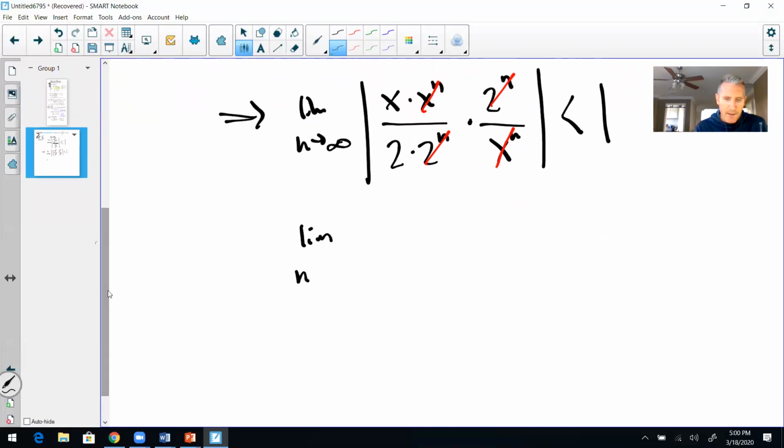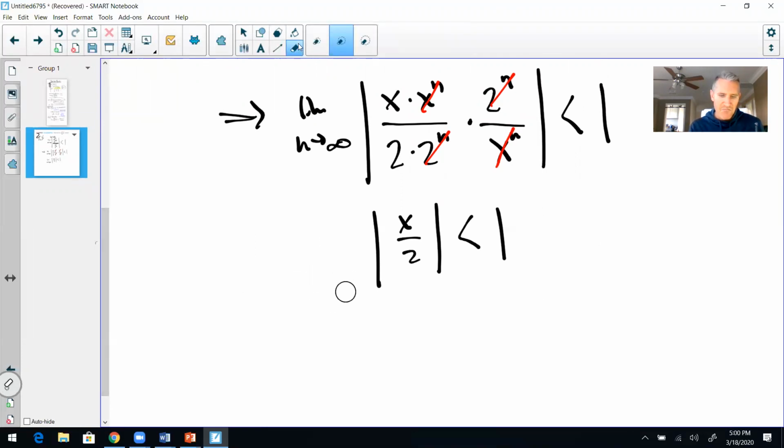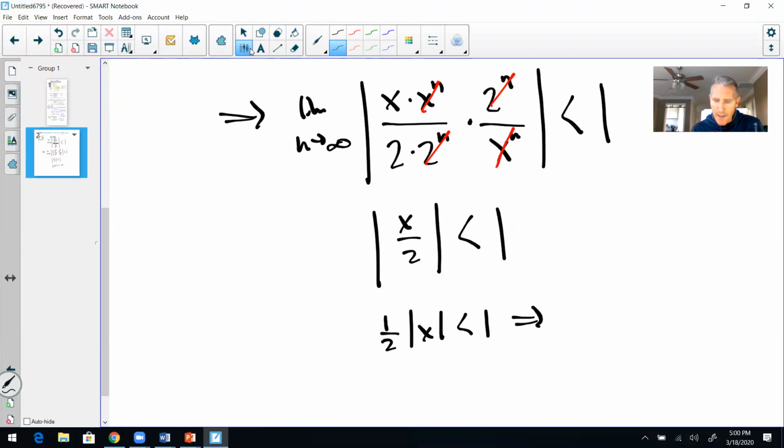And so then I have that the limit as n approaches infinity of the absolute value of x over 2 is less than 1. Well, here there are no n's left, so this limit doesn't really do anything, right? And really, I could bring that 2 in the denominator outside of the absolute value, so this is 1/2 times the absolute value of x is less than 1, which yields that the absolute value of x is less than 2, by multiplying both sides by 2. So here, this gives me that the radius of convergence is 2.